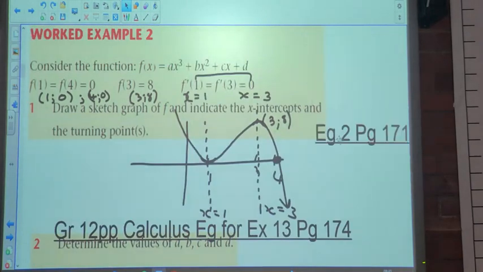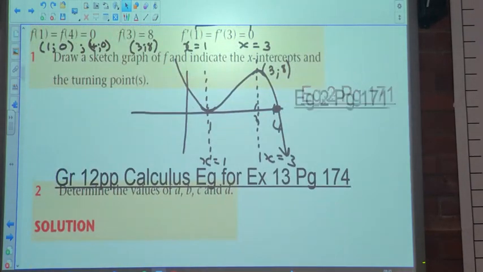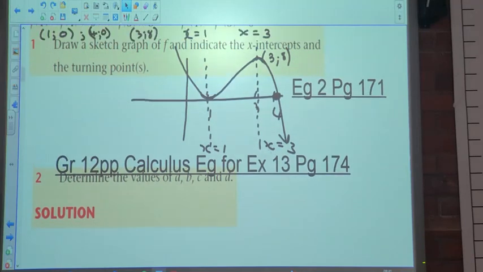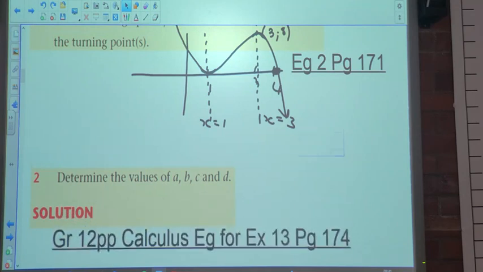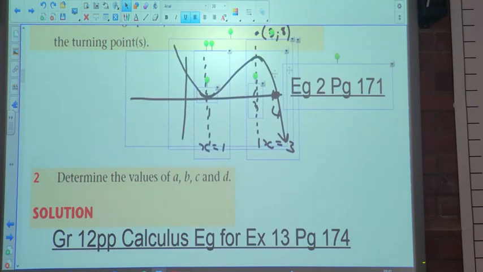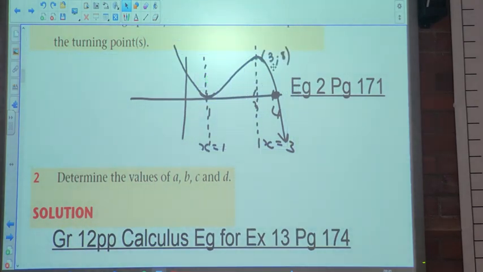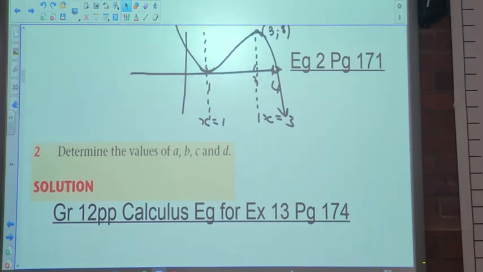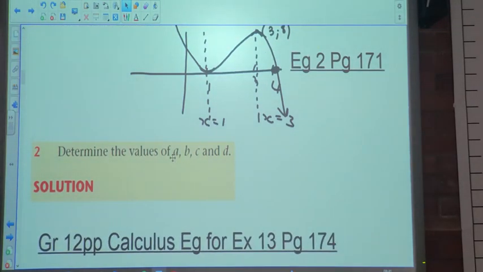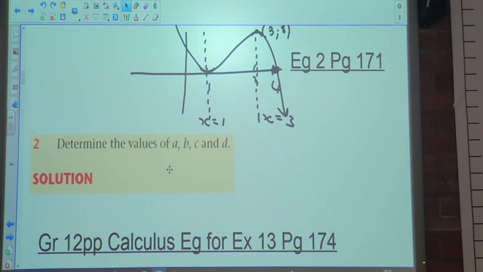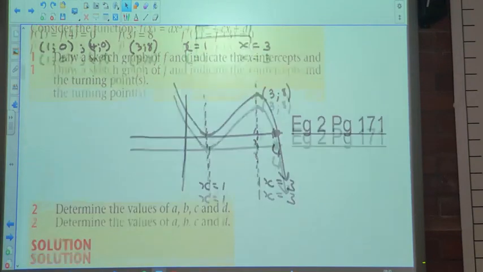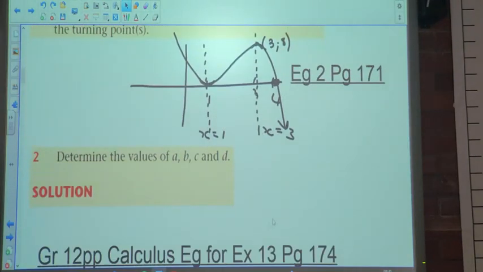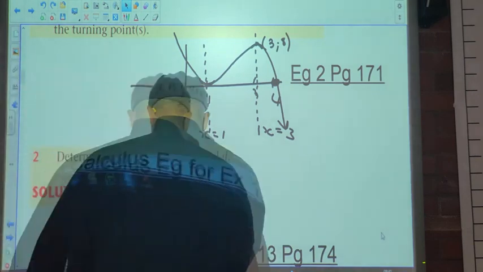Then in the B part of the question, or the second question, determine the values of a, b, c, and d. But we are going to get that from the standard form of the cubic function. Can you see that? The standard form of the cubic function follows the formula.